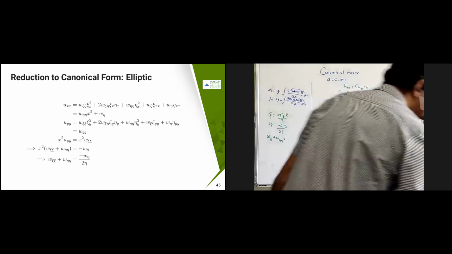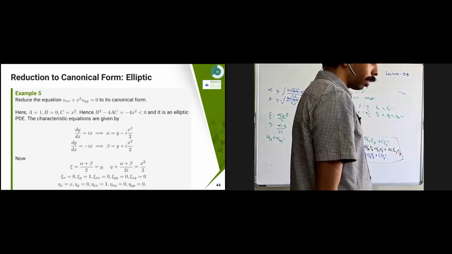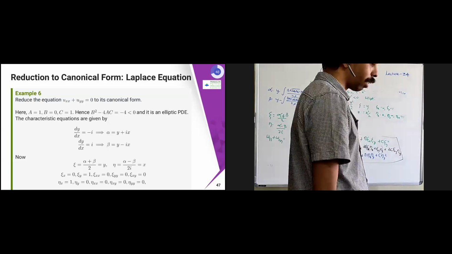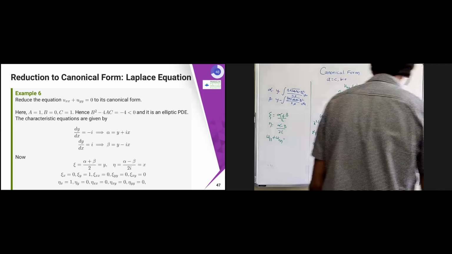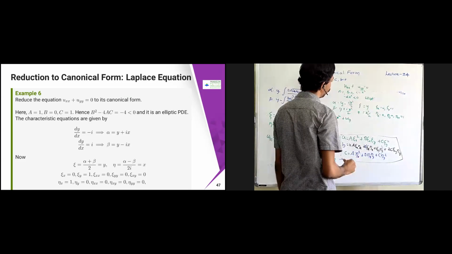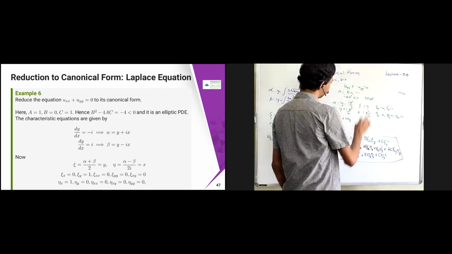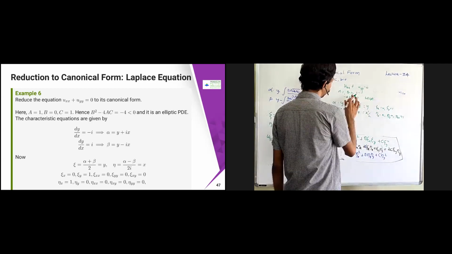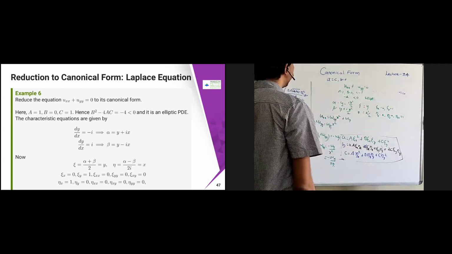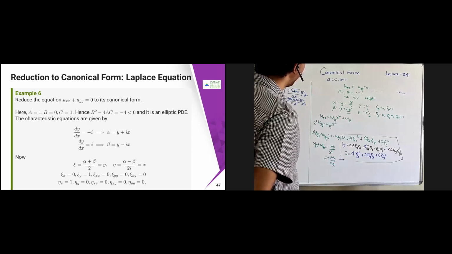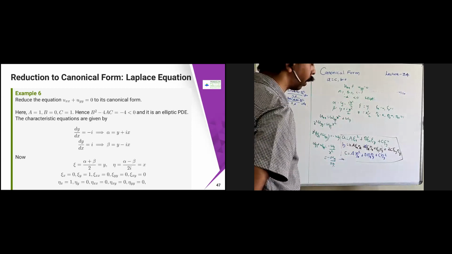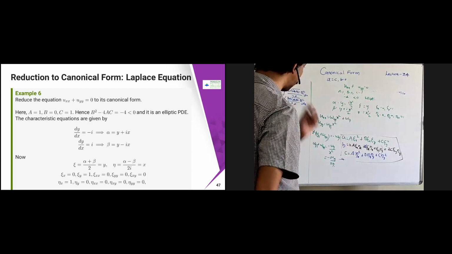Fine. Now we'll come to the elliptic case. Okay, Laplace equation also we have. So in Laplace equation, what will I have? Instead of this x square, I will have 1. So this is going to be 1, this is going to be 0, this is going to be 4x square, 4 which is less than 1. Therefore it is elliptic. And alpha is going to become like y minus ix or y plus ix is going to come. Okay, so I can just write that y plus ix and y minus ix.